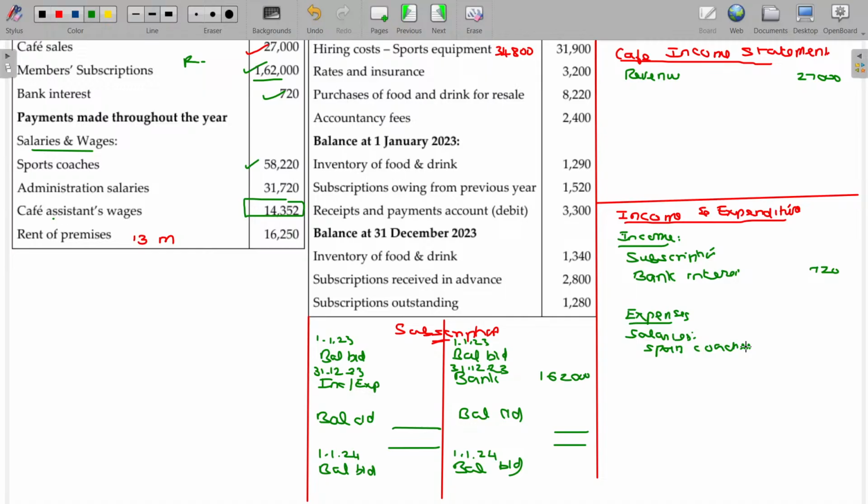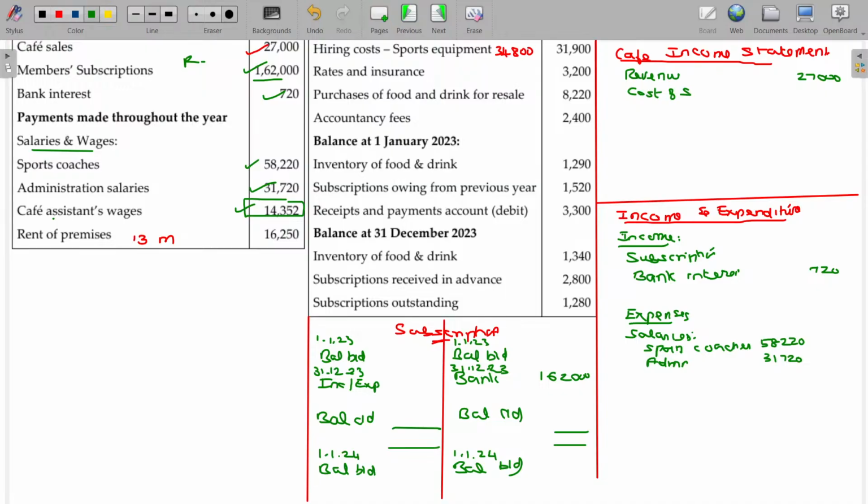Okay, the value being 58 to 20. Administration salary, admin. The value here being 31,720. Cafe assistant wages. It's a part of cafe related, right? So I'll deduct here. Cost of sales.